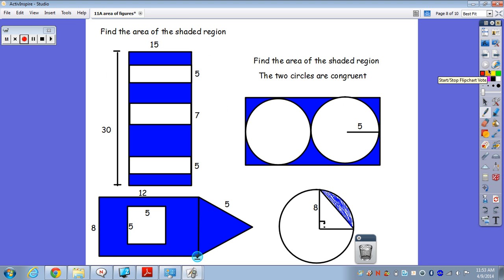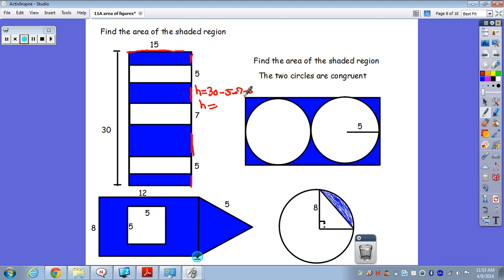And here's a few more examples. So we want to find the area of this shaded region of this rectangle. So what I can do is I can take the base and multiply it by the height of each part, and that will give me the area. So we have to figure out what is the height of all these pieces. They gave me the height of the unshaded region, which is 5, 7, and 5. So to get the height of the shaded region, I'm going to take 30 and subtract 5, 7, and 5.